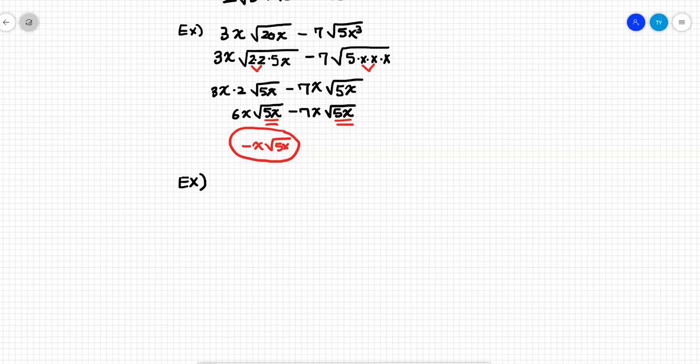So what if I have something like this? I got cube root of 16x to the fourth, minus 7x cube root of minus 2x, plus cube root of 54x.